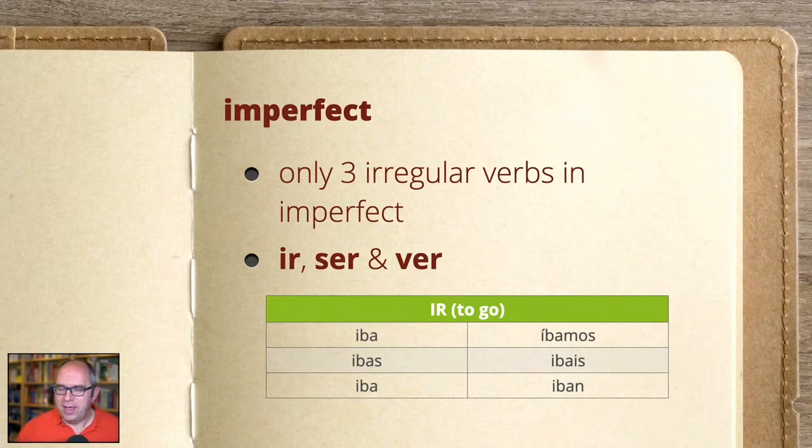So that's ir. Then we've got ser, and I'm sure you're recognizing this, you'll have seen this. Era, eras, era, éramos, erais, eran. Again, it's the same pattern. And then ver kind of takes a little extra. We would use the ía ending, but we stick an extra I in as well. So veía, veías, veía, veíamos, veíais, veían.